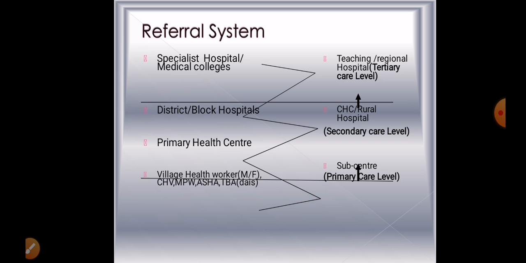So I hope you all can understand the primary care level. What is the primary care level? That is the sub-center level, where all the periphery workers, that means the village health workers, male and female, the community health visitor, all the multi-purpose workers, all the ASHA members, all the trained birth dais, trained birth attendants, they all work at that periphery level. That is the primary care level. And from there the secondary care level, that is the PHC and CHC. And then we have the tertiary levels, that is the district hospitals and the specialized and teaching hospitals or medical colleges.